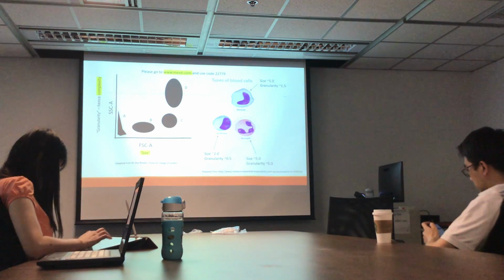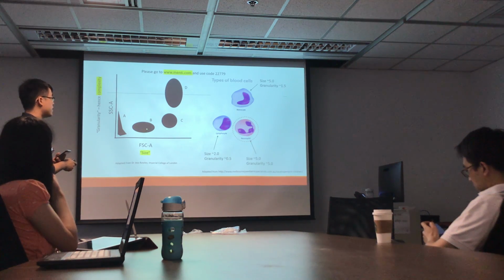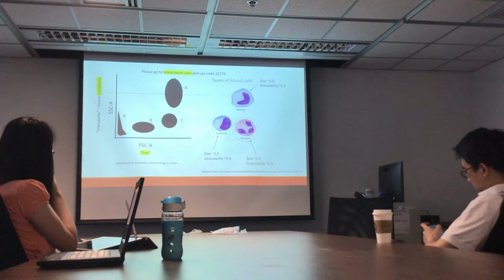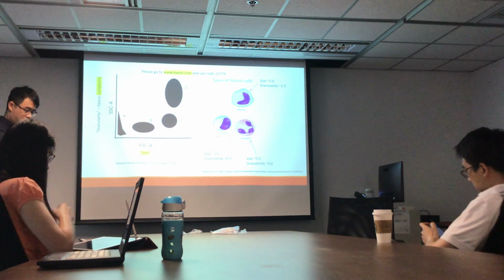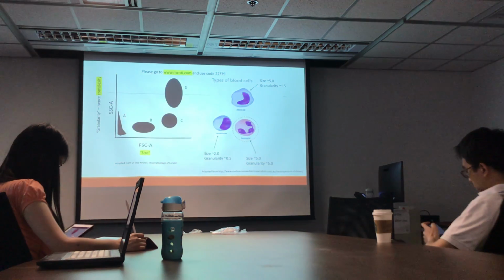And yes, most of you got it right as well. For the second question, the lymphocyte would be B right here because it has a very small granularity and the size is quite small as well. It's 2 compared to the other ones which have a size of 5. And moving on to the third question. This is the last question, by the way.